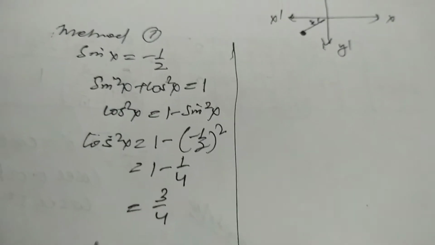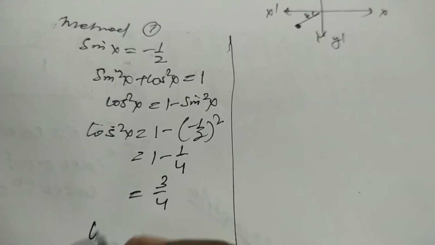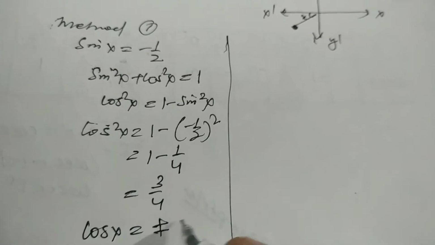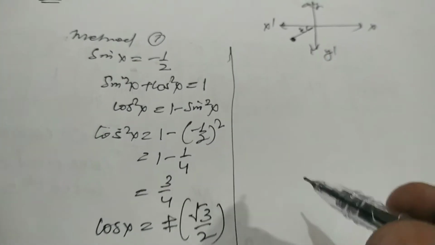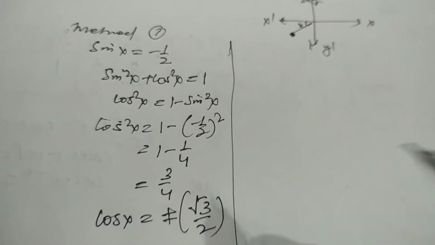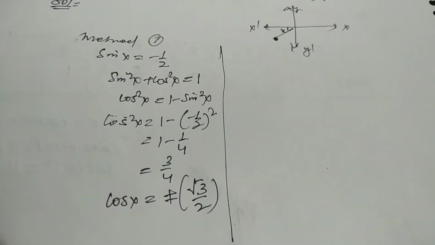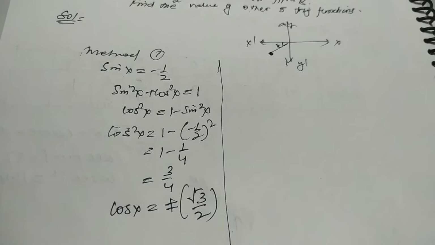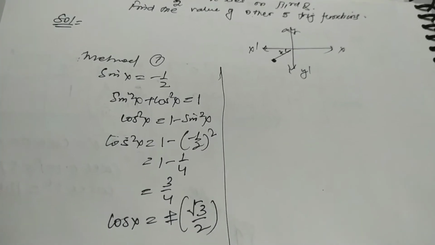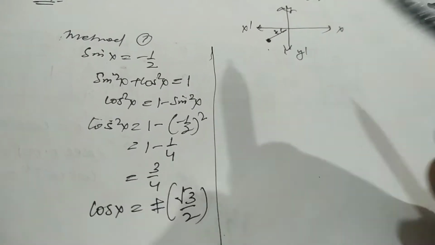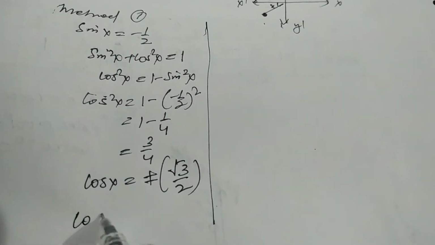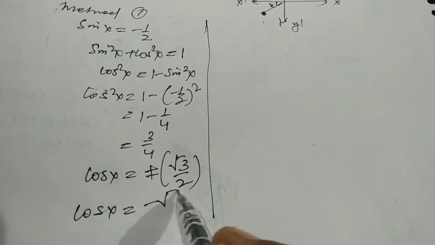Oh, that's okay. And cos x is equal to plus minus under root 3 upon 2. That means let's check whether cos x is negative or positive in the third quadrant. In the third quadrant cos x is negative. Then we write cos x is equal to minus root 3 upon 2.